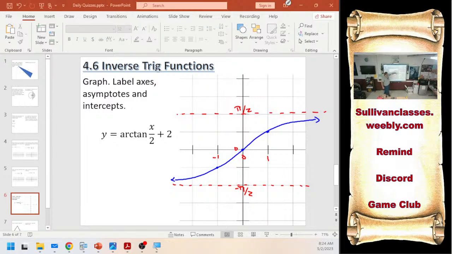So that means this is about 0.77-ish per box. If I need to go up 2, then I would have to go up almost 3 boxes. And everything would be in kind of a weird position. Or I can just call this 2 and say that's 2 plus pi over 2 and that's 2 minus pi over 2.